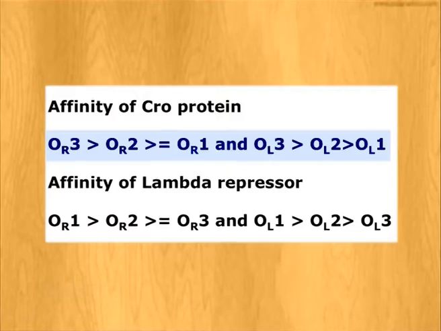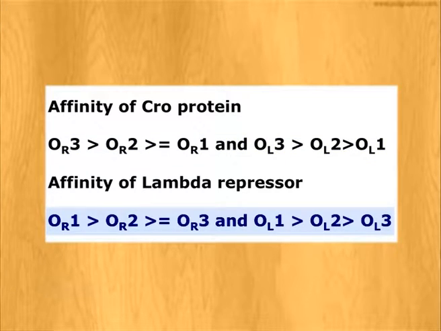If we look into the affinity, both Cro protein and C1 protein have affinity towards the operator region, but the orientation is different. Cro has maximum affinity for the OR3 region, then for the OR2 region, and least affinity for OR1. Similarly, the affinity of Cro is maximum for OL3, next OL2, and least for OL1. And the affinity of lambda repressor or C1 protein is maximum for the OR1 site, then for the OR2 site, and least affinity for the OR3 site. Similarly, OL1, OL2, OL3.